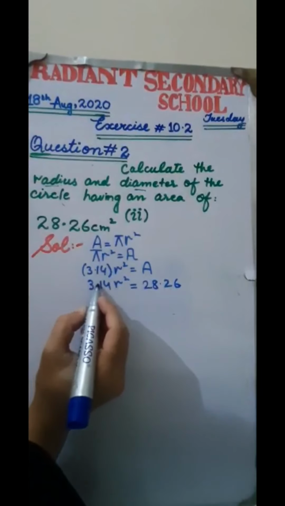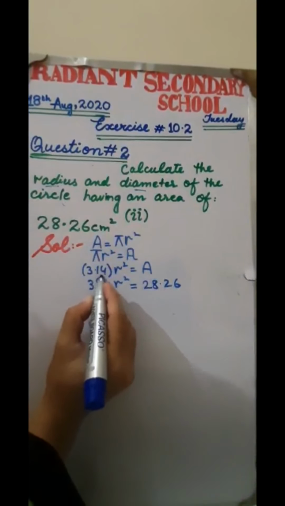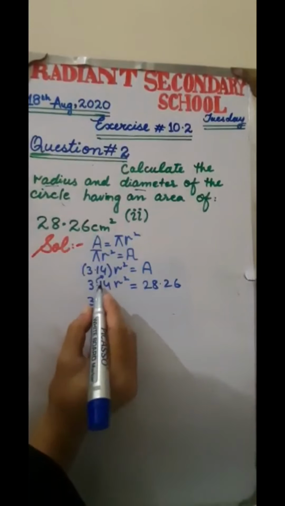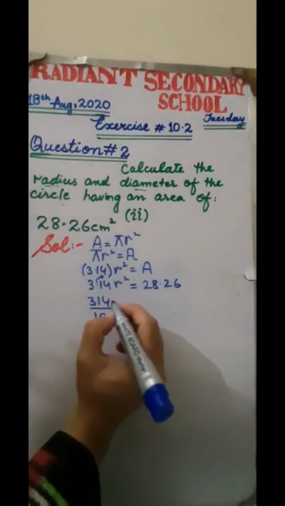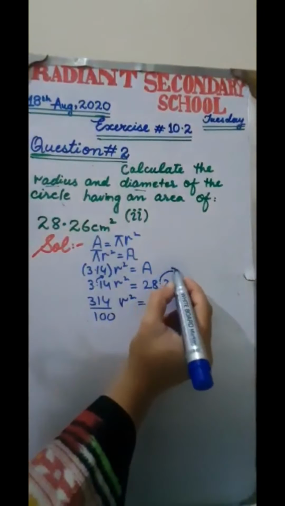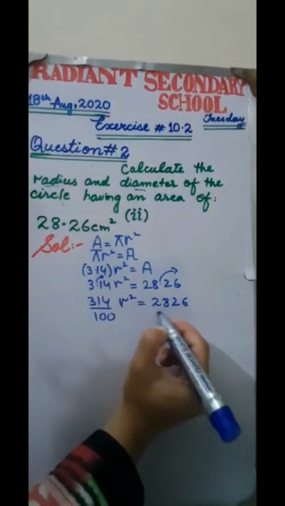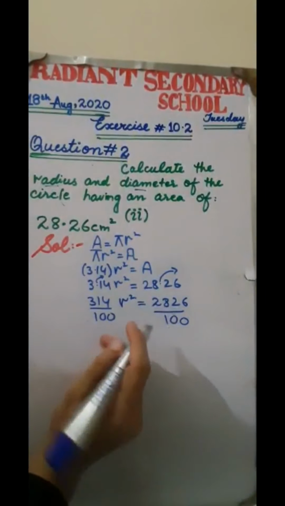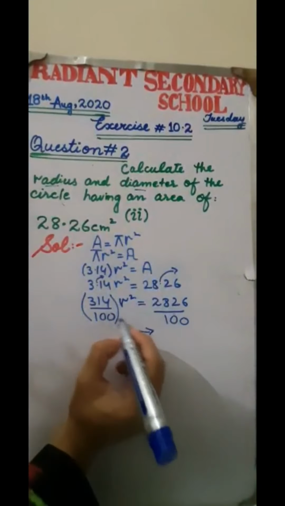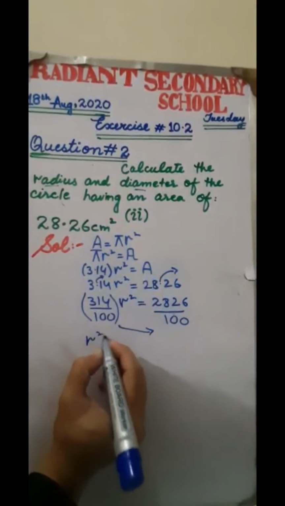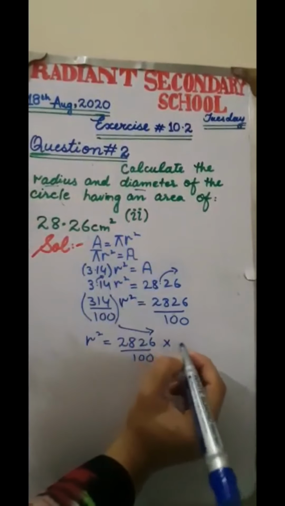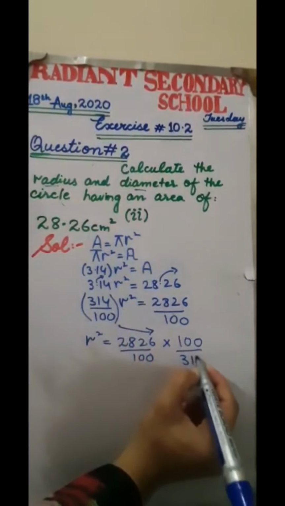Now remove this decimal. You know from previous classes how we remove a decimal. 314 over 100. In place of the decimal I have put 1, and since 2 digits are there, you have to put 2 zeros here. r square is equal to, from this we have to remove the decimal as well, 2826 over 100. Now you have to take that fraction to the other side, so it becomes a reciprocal. 2826 over 100 multiplied by 100 over 314.